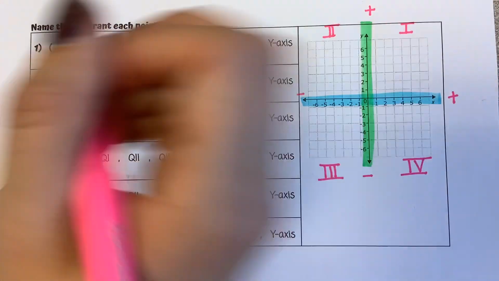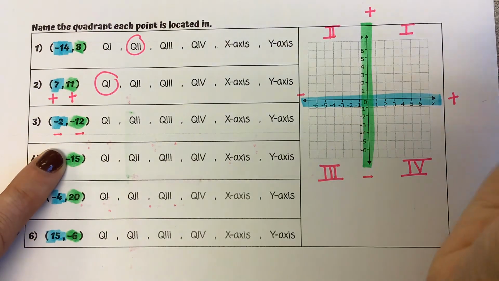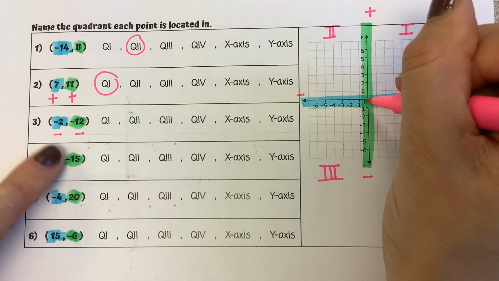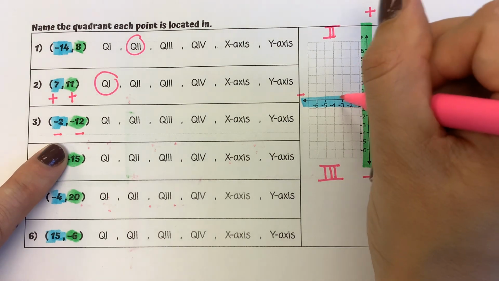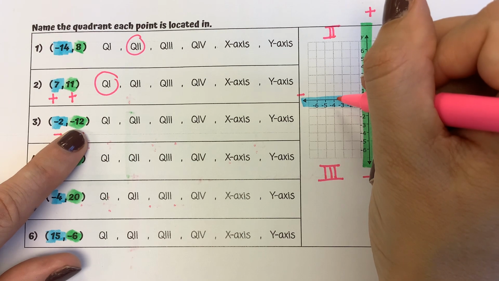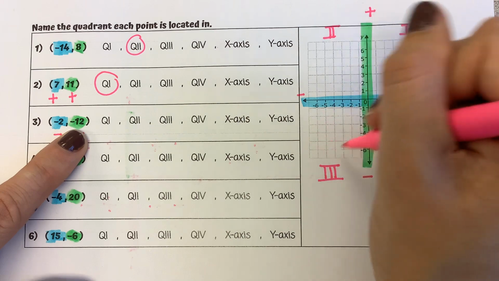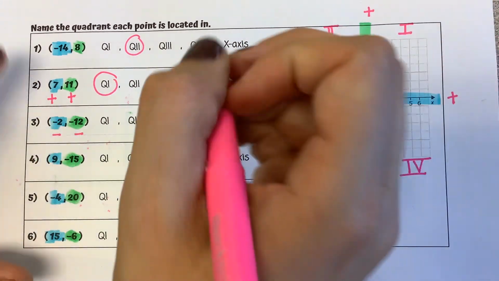For number 3, my x value is negative. My y value is negative. So starting at the origin, my x is negative. Negative is to the left. My y is negative, so that means I'm going down. That would leave me in this area, which is quadrant 3.